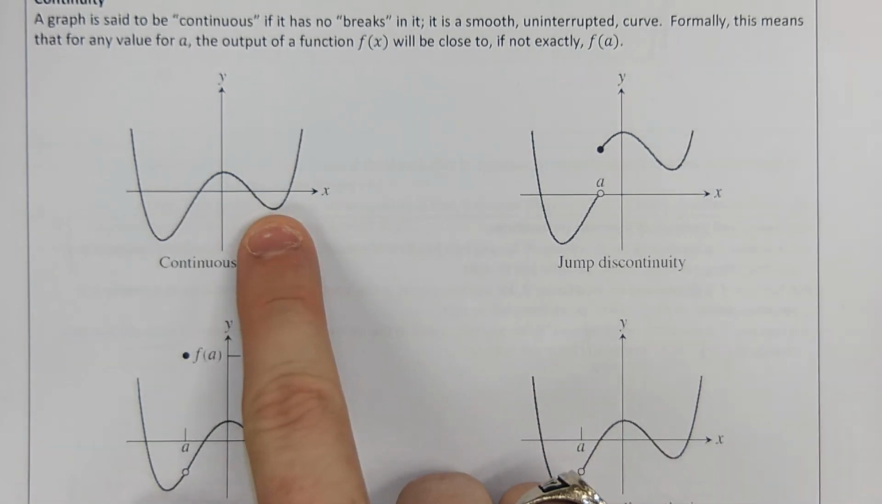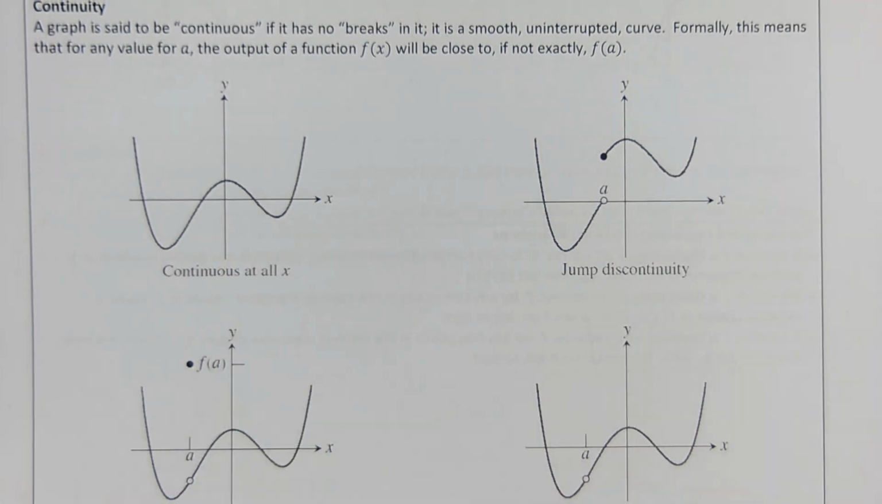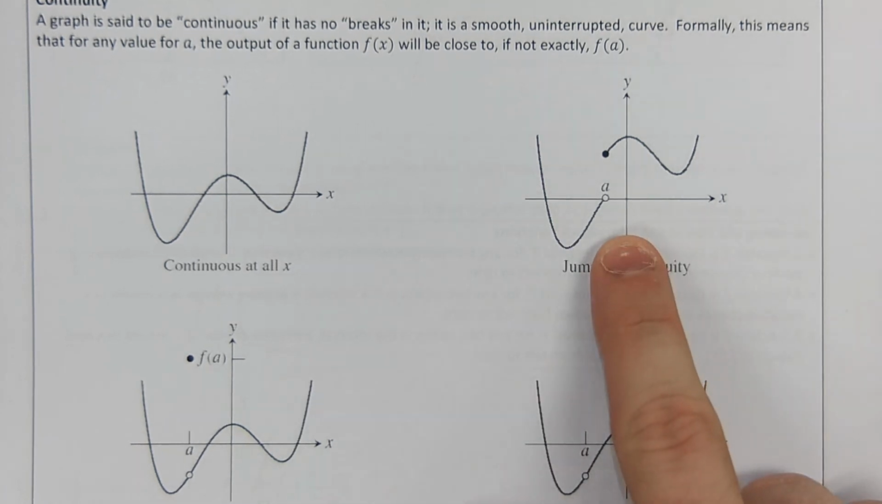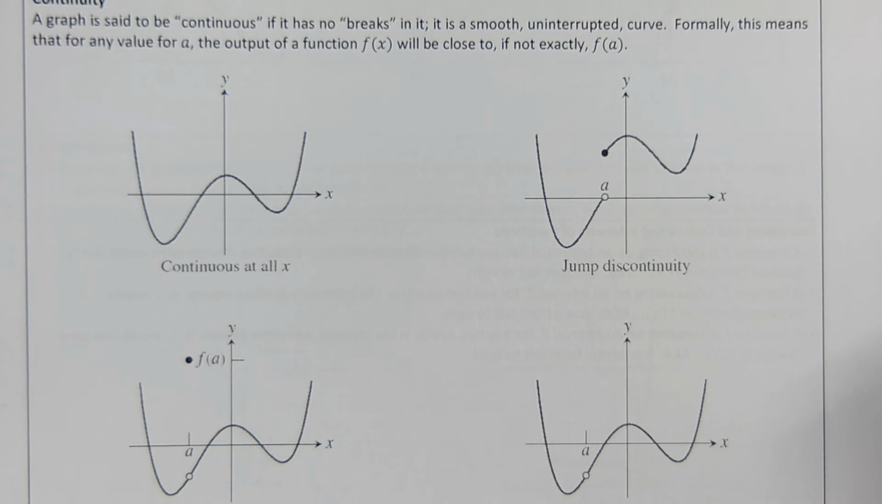So this, what looks like a fourth degree polynomial, a quartic, it's continuous. Look how pretty it is. Smooth, uninterrupted, and no breaks. Whereas this one has what we call a jump discontinuity. And what we're doing right now is learning about the different types of discontinuities. And yes, on the test, there are questions like, what kind of discontinuity are you looking at? And you would just choose, like, jump.